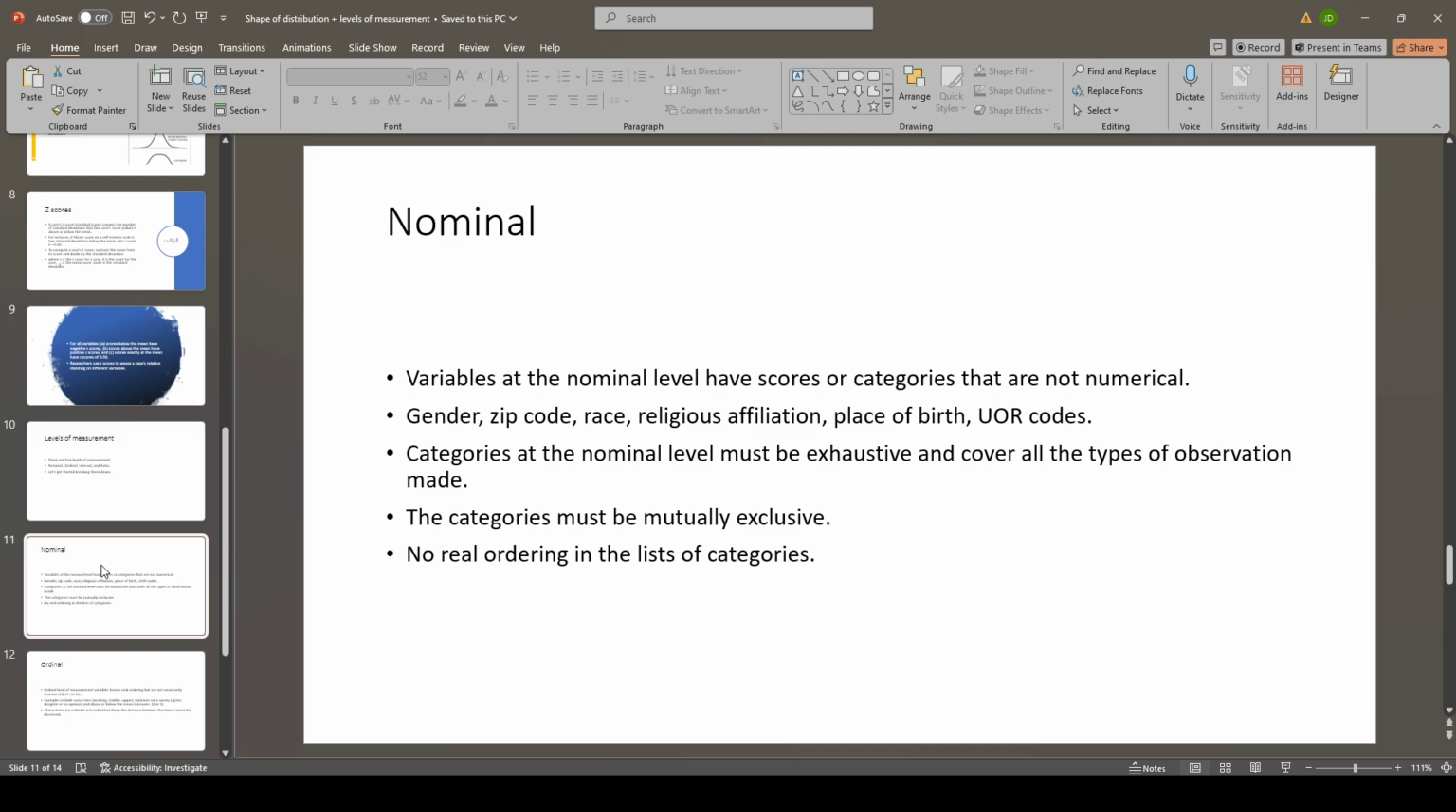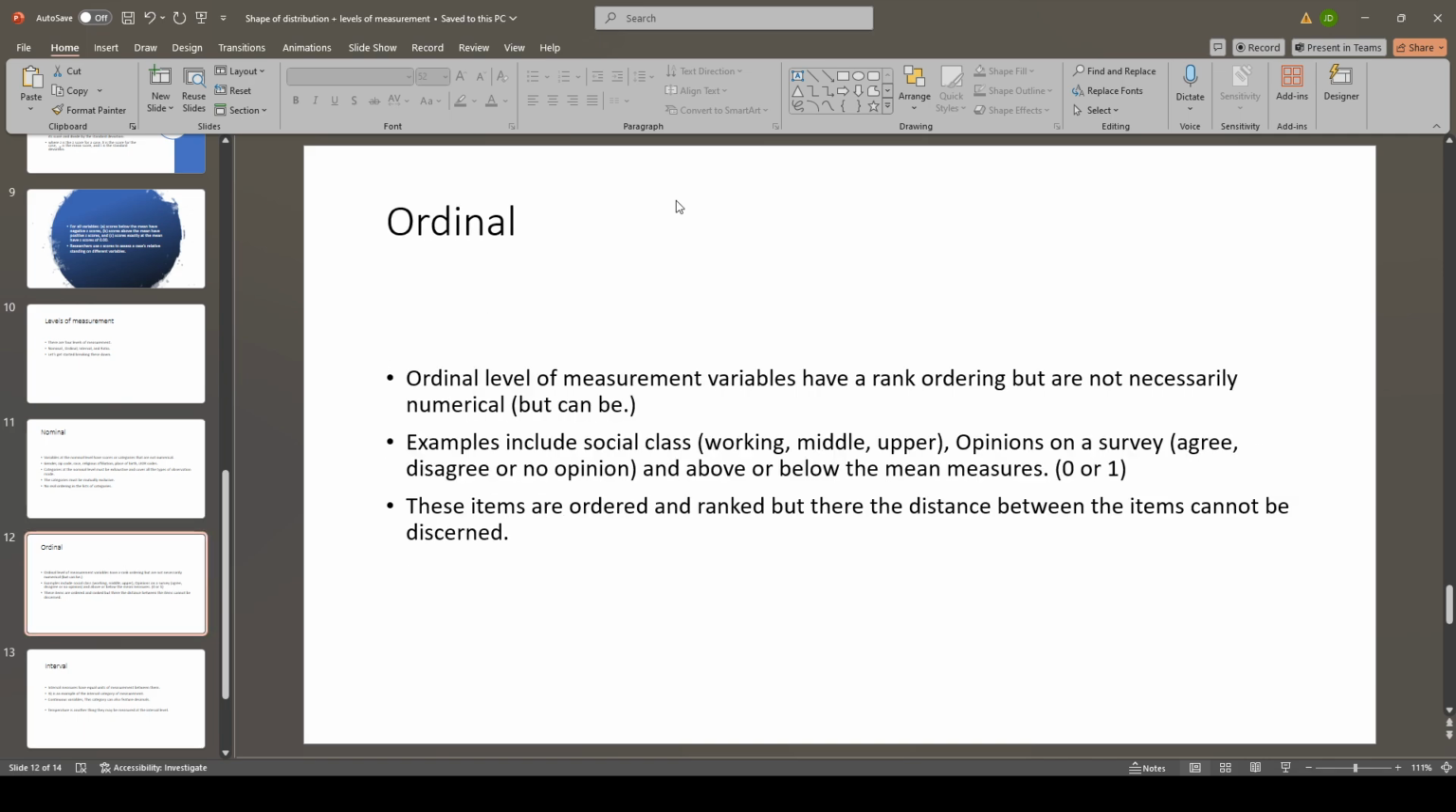So again, nominal variables are things that you can't assign a numeric value to. Eye color, left-handed, right-handed, gender, sex, race, those kinds of things. There's no number value there. Ordinal variables are ranked, ordered.